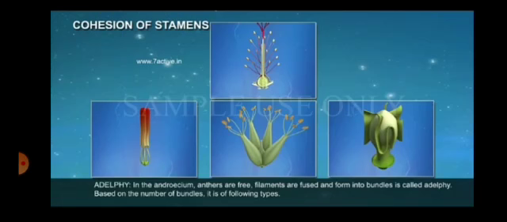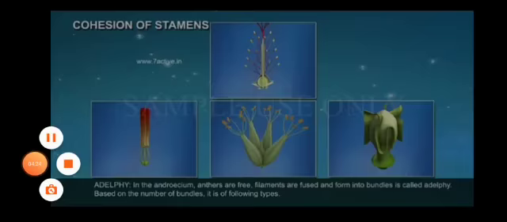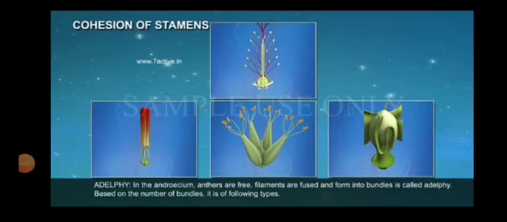So here two structures are found in the stamen: one is the filament, second is the anther. In this condition, in the androecium, anthers are free, but the filaments are fused and form into bundles. This is called Adelphy, right? So children, if the filaments are fused, they form a definite kind of bundles. Based on the number of bundles, it is of the following types.